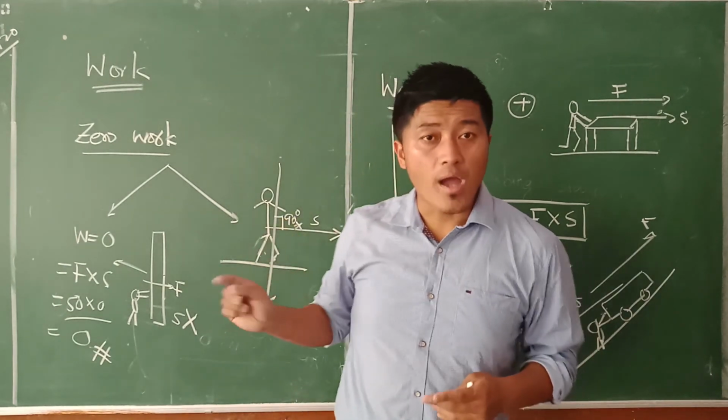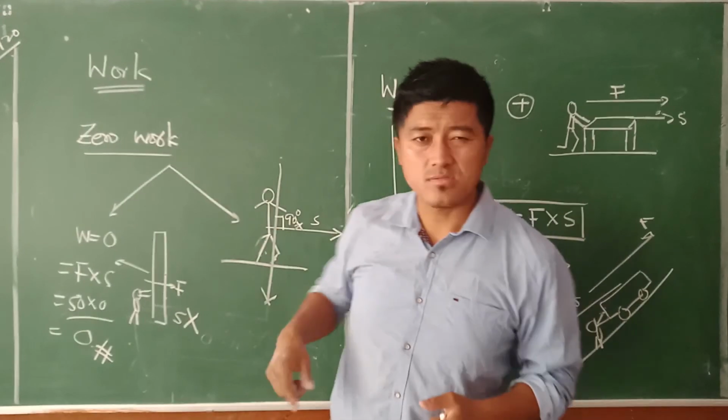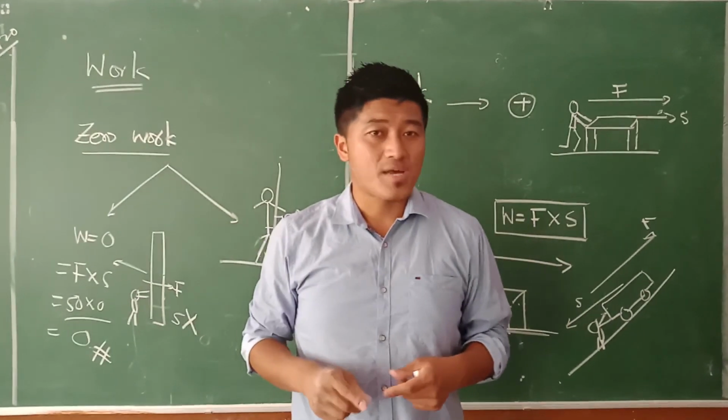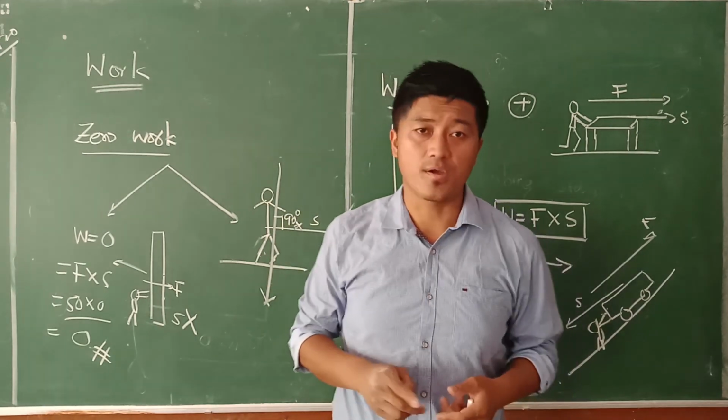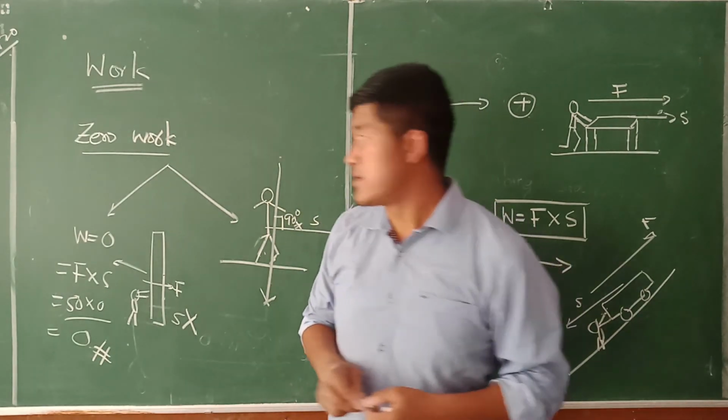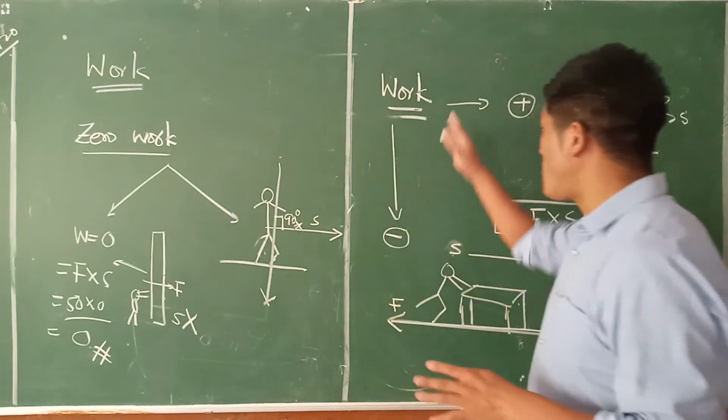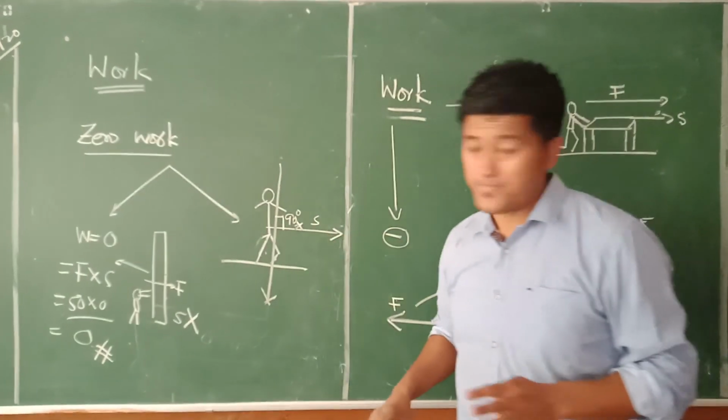Why? You must be thinking why? Because you will come to know about this in class 10. There is a chapter called trigonometry. Through this you will come to know about this particular concept here. Understand? Okay. So now we understood something about work done, positive, negative and zero work done.